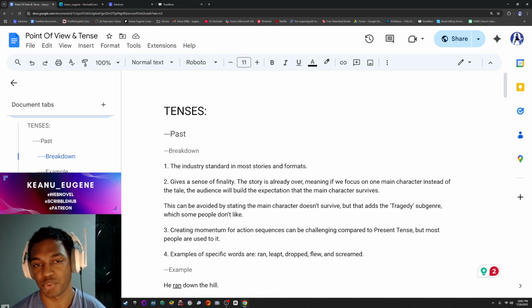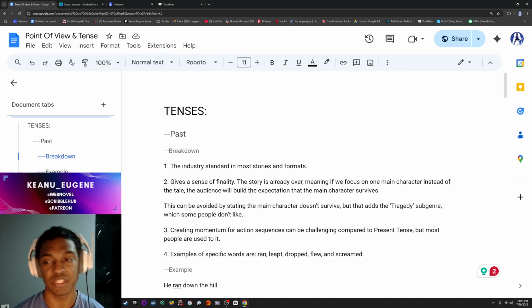But this adds tragedy as a subgenre, which some people avoid like the plague. Some people want a happy ending in their story, right? So you also have to be careful of that. And if you don't say that at some point or add the tragedy subgenre, people will feel betrayed because the implication is that the main character survives. So it's a very difficult line to tread.